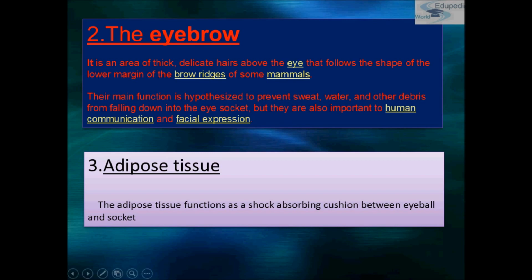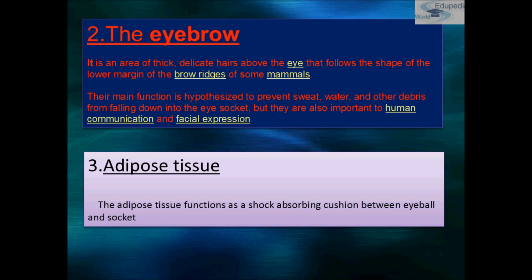Now the third protective structure of the human eye is adipose tissue. Adipose tissue functions as a shock absorbing cushion. But where is it present? It is present between the eyeball and the socket of the eyeball, that is the orbit. Bony sockets of eyes are known as orbits. So between the orbit and the eyeball, adipose tissue is present, which serves the function of shock absorbing cushion.